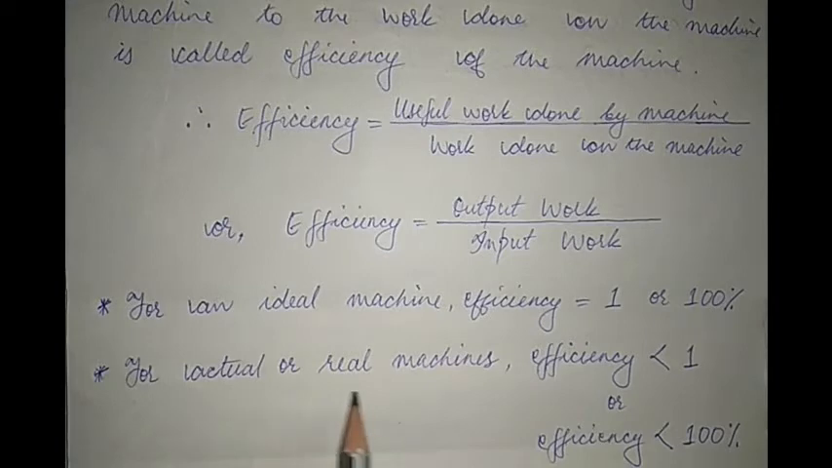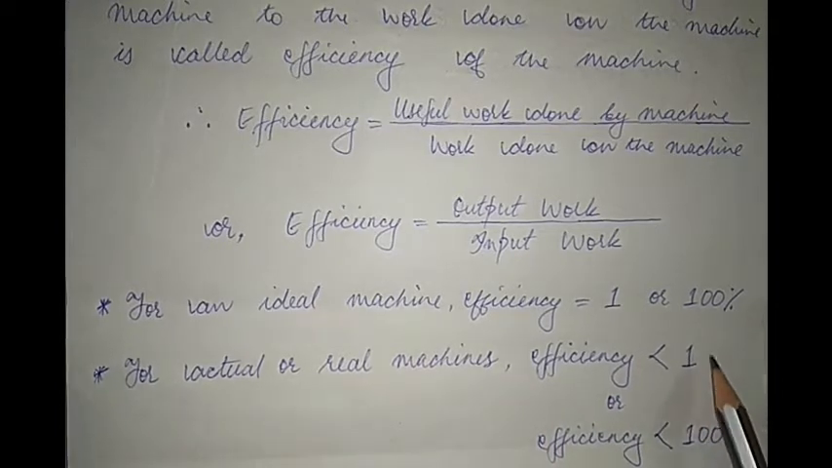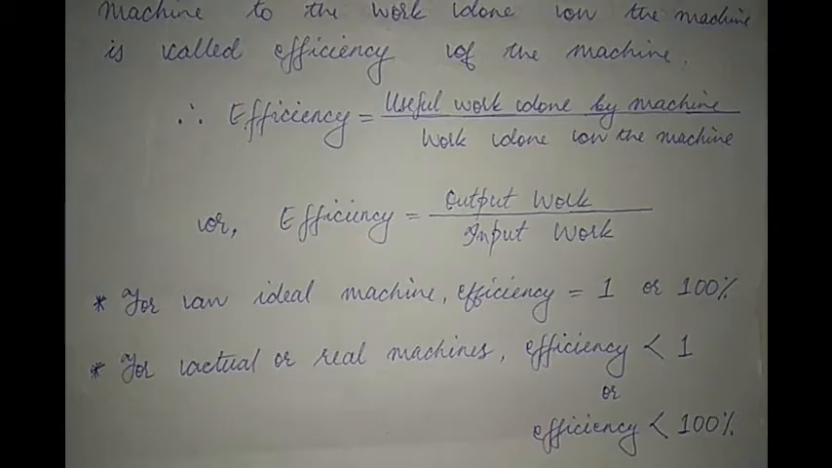For all actual or real machines that exist in reality, that we have seen or worked with, efficiency will always be lesser than 1. This means efficiency is always lesser than 100%. Now why is that so? That is because in all real machines, friction comes into play.